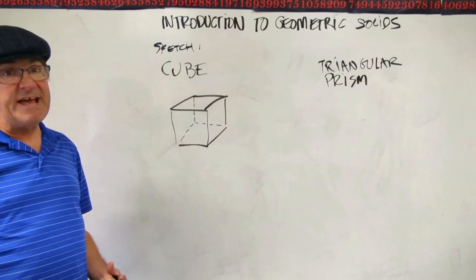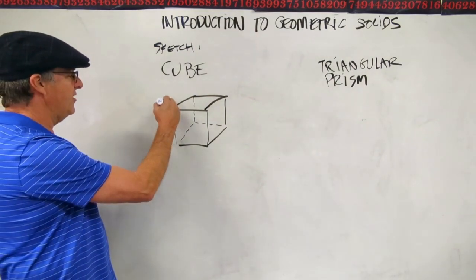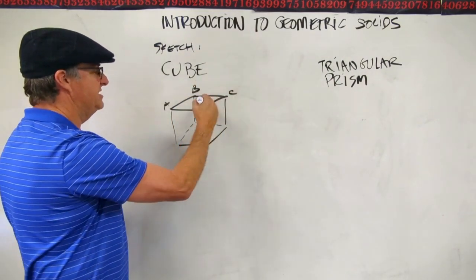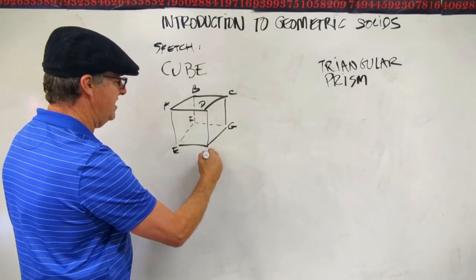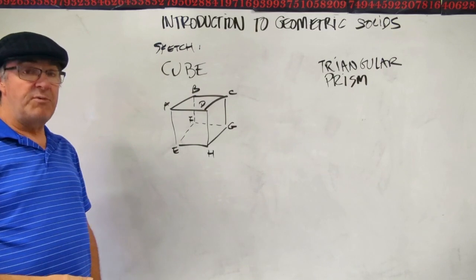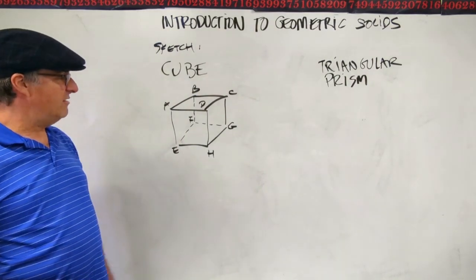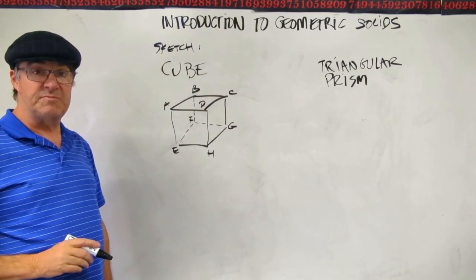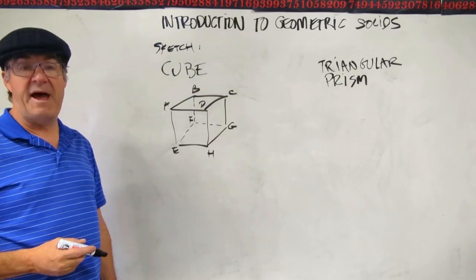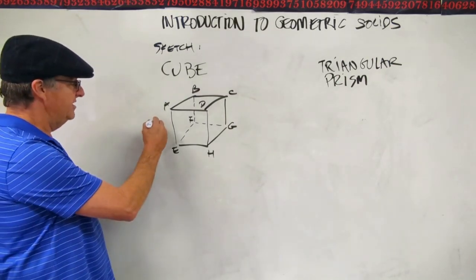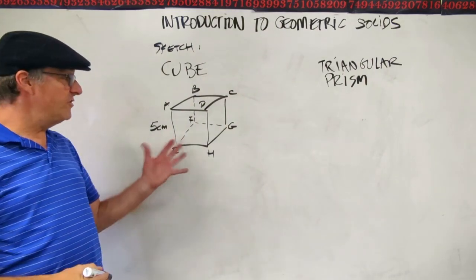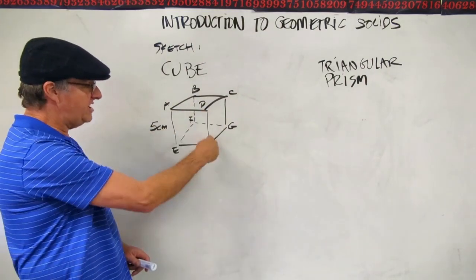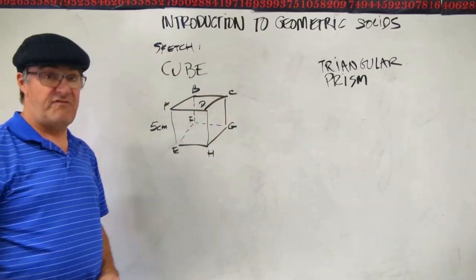And then also we want to label stuff. So we might label the corners A, B, C, D, E, F, G, and H. And then finally we might put numbers on there so you can actually do some calculations based on that. So let's say this cube has a side length of 5 centimeters, so I can put that right there. And that's all I need to do. If I know this is a cube, then I know every side in the diagram is 5.